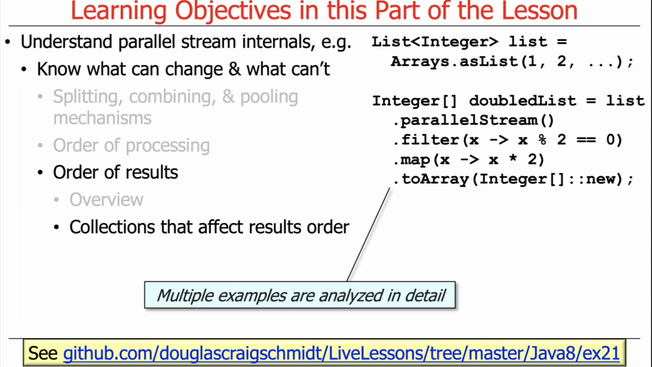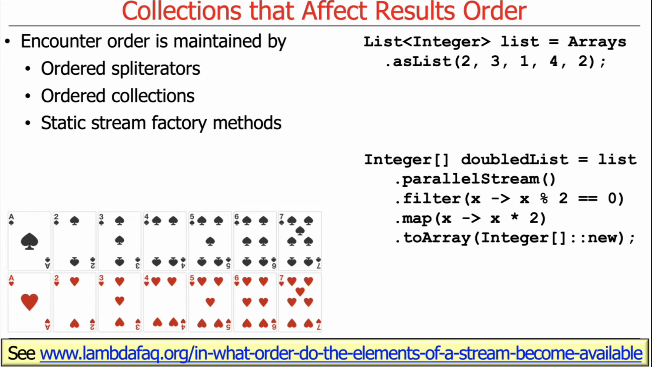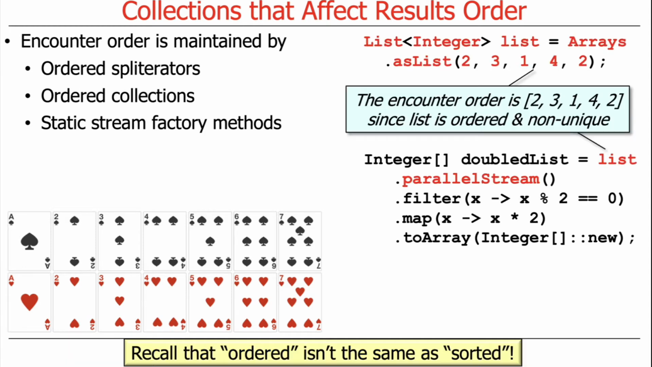These examples are all available in my EX21 folder in my GitHub repository. Definitely worth taking a look at. So keep in mind, encounter order is maintained in several ways. One is by using so-called ordered spliterators. Another is by using so-called ordered collections. And another is by using so-called static stream factory methods. We're going to take a look at some interesting examples that will illustrate how this works.